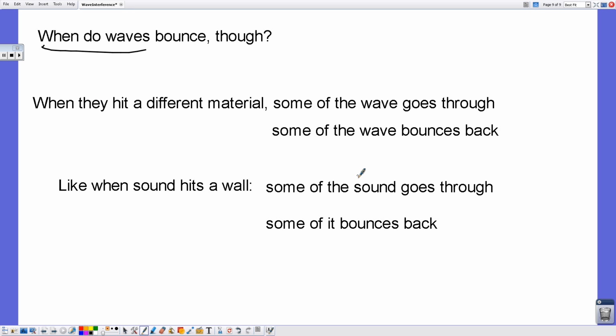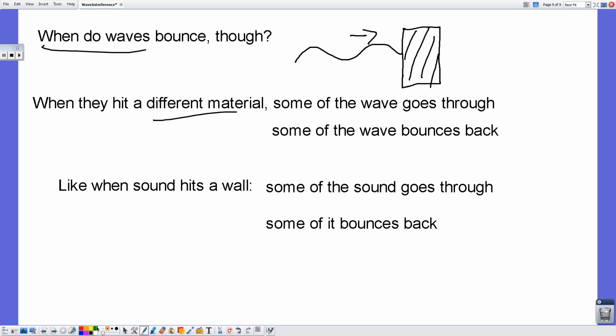So, but when do these waves bounce? They bounce when they hit a different material. Some of the wave goes through the material. Some of the wave bounces back. So, if we have our wave, here's our wall. Some of the wave bounces back, but some of the wave passes through. Alright, so if this was sound hits a wall, some of the sound goes through.